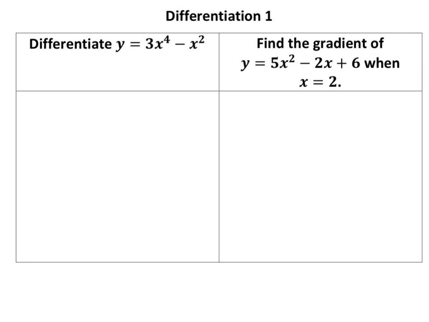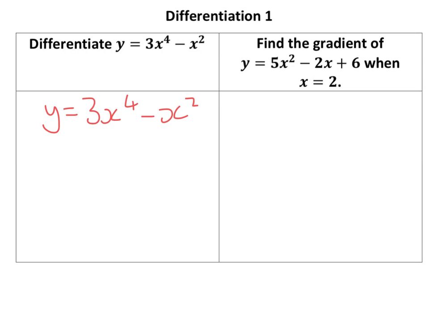Okay, we're looking at differentiation, and if you're not sure about differentiation, basically what differentiating the equation of a curve or line, whatever, produces is what's known as the gradient function. So a function where you can put in a value of x and find out what the gradient is at that value of x. So I'm just going to write down, initially, 3x to the power 4 minus x squared.